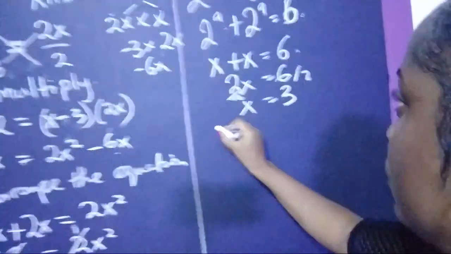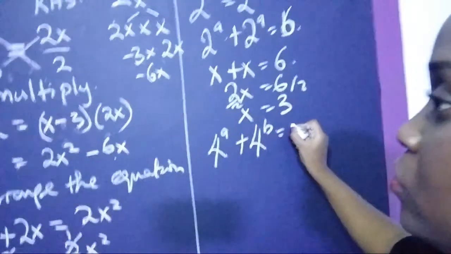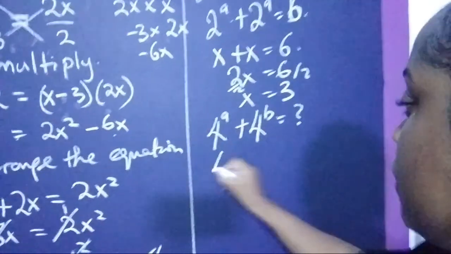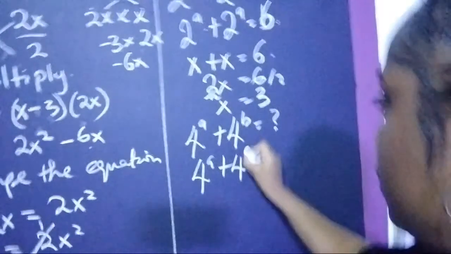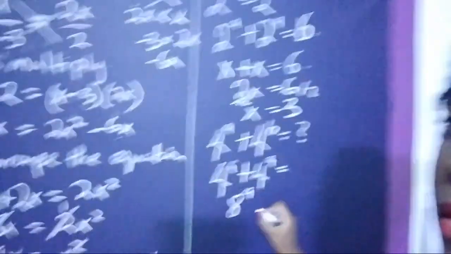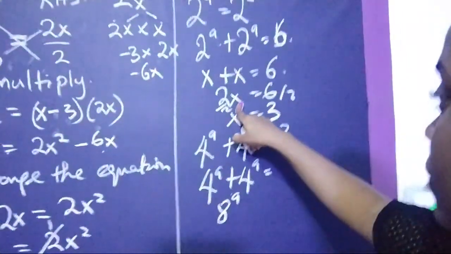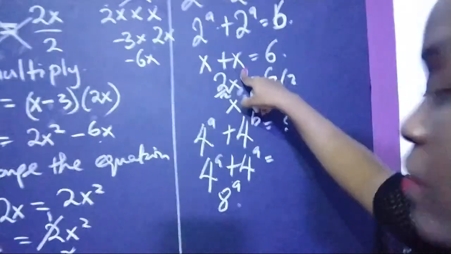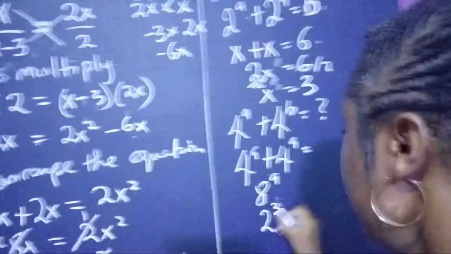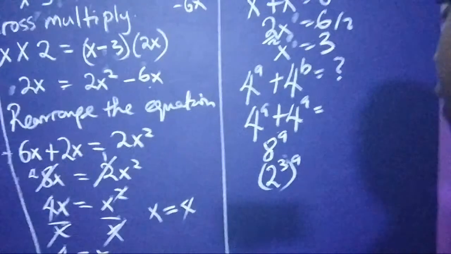Now they're telling us 4 raised to power a plus 4 raised to power b. We know they are equal, so that is the same thing as 4 raised to power a plus 4 raised to power a. That would be 8 raised to power a. And we know that 2 raised to power a is x. So we have 2 raised to power 3a.